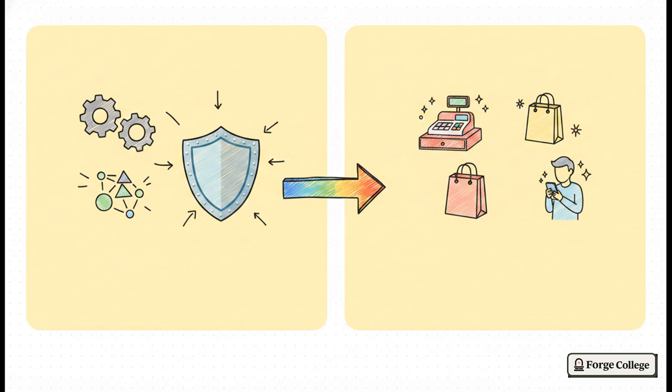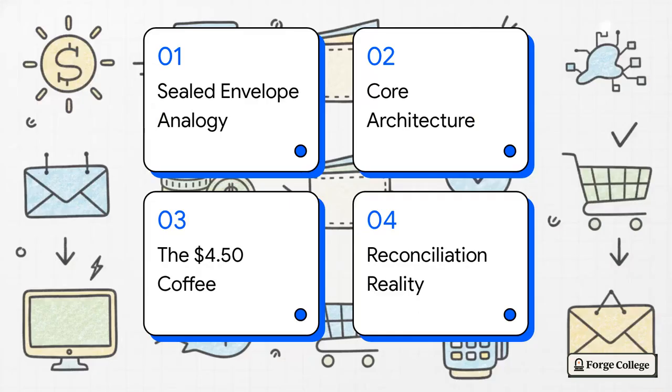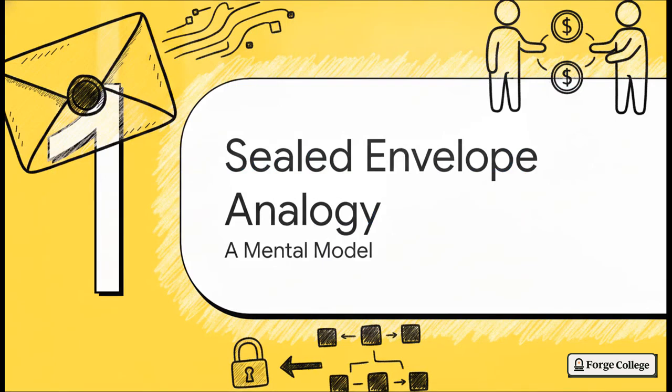Because just like a bundler needs to absolutely prevent double processing, a merchant has to prevent double charging a customer for a single transaction, right? We're taking our focus off the abstract infrastructure and moving it right to the actual cash register. Here is our blueprint for today. 1. The sealed envelope analogy. 2. Core architecture. 3. The $4.50 coffee. And 4. Reconciliation reality. Kicking things off with Section 1, the sealed envelope analogy.